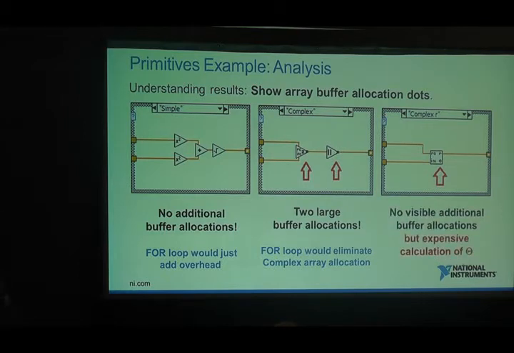On the other hand, in this one there are no visible buffer allocations, but the theta, the calculation of the angle, seems to be happening even if the output is disconnected. That's unlike that other example that Ed showed, right? So the compiler could actually be smarter and notice that this is not connected and speed up that function.